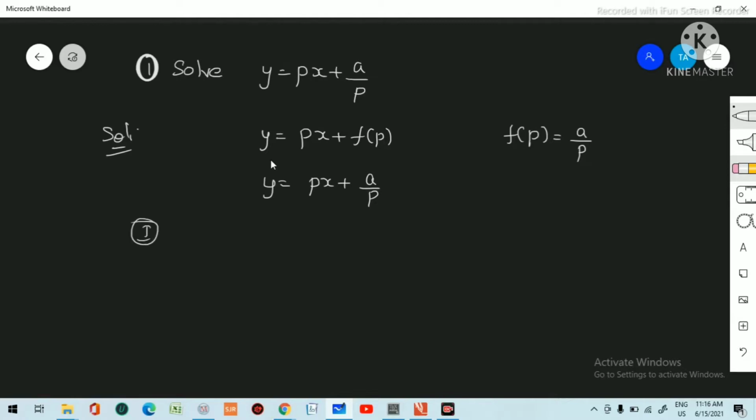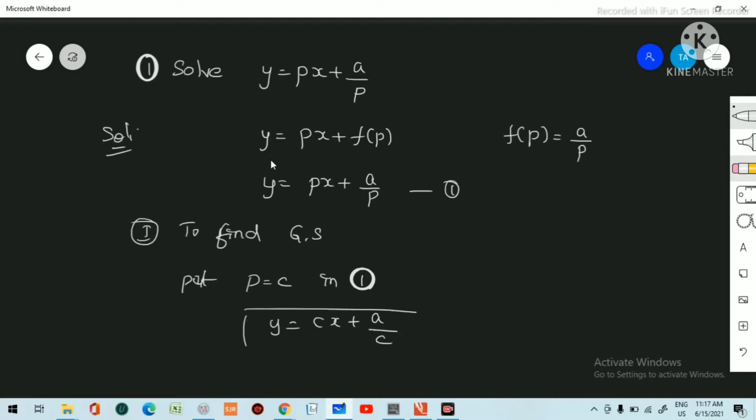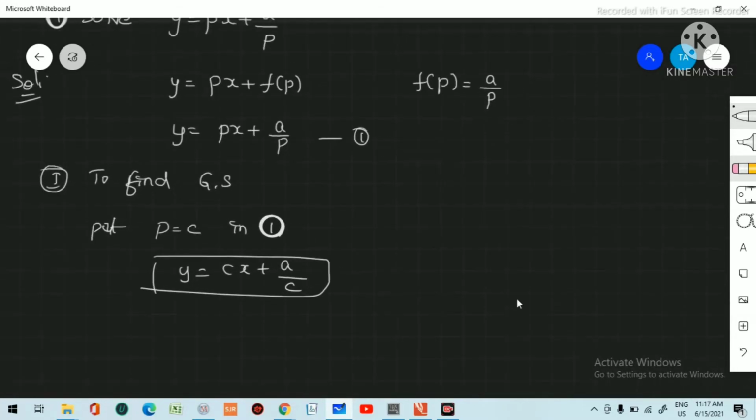What is the first step? To find the general solution. Call this equation number 1. What do we have to substitute? Put p is equal to c in 1. So we'll get y is equal to cx plus a by c. This is your general solution. Understood?